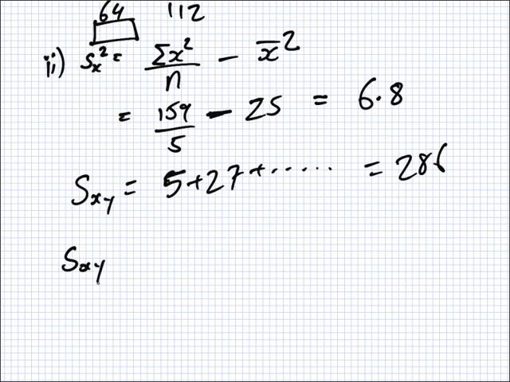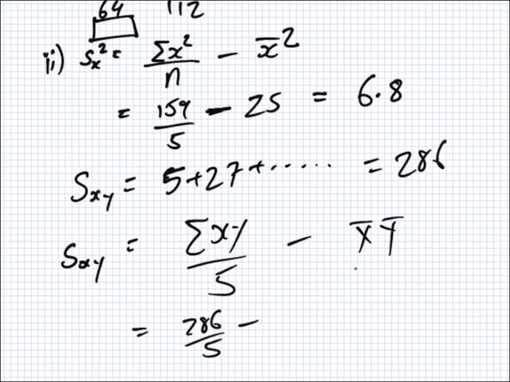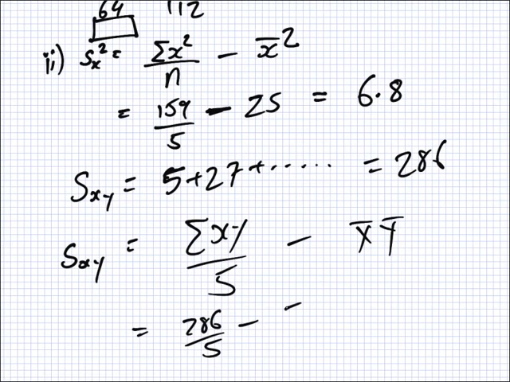Now small sxy. What was that formula? The total of x times y over n, minus average x times average y. So that's 286 over 5 minus 5 times 10, so 50. What do you get for this? 36 over 5, which is 7.2.